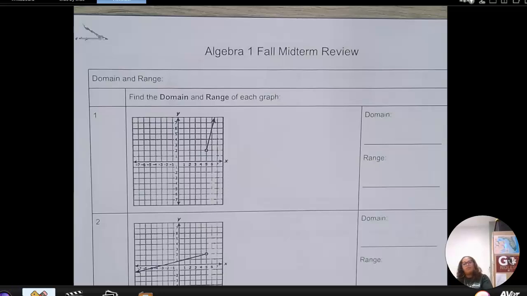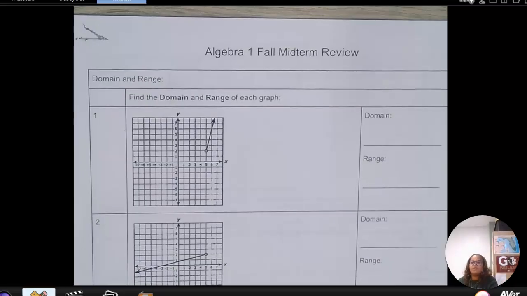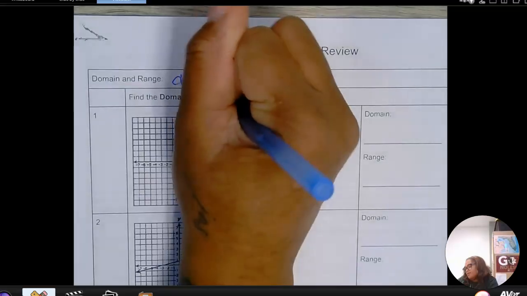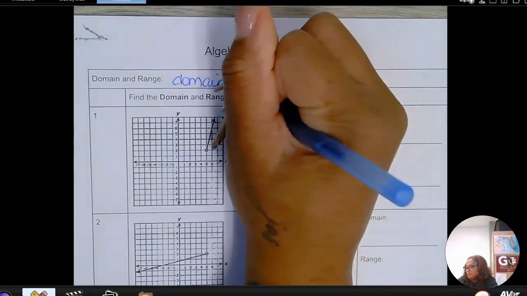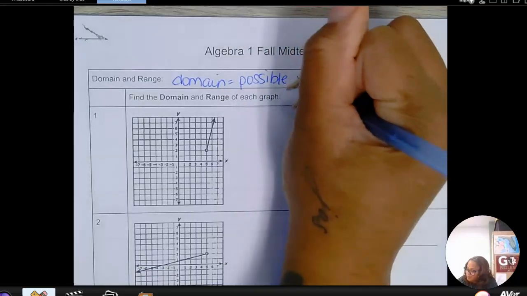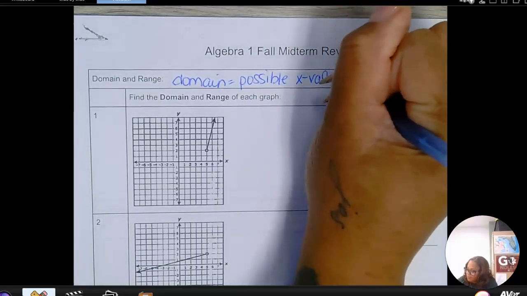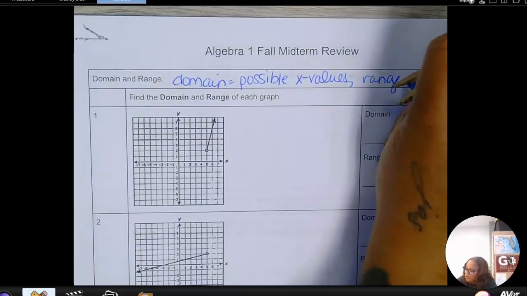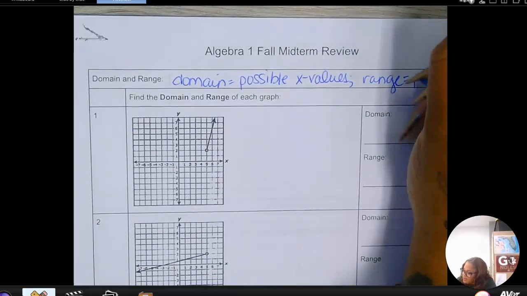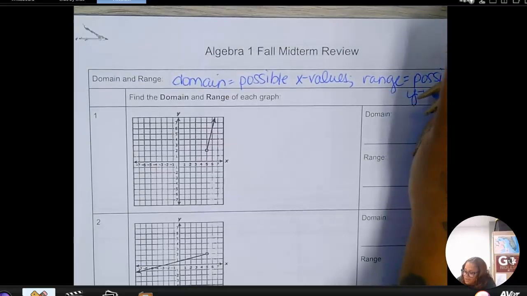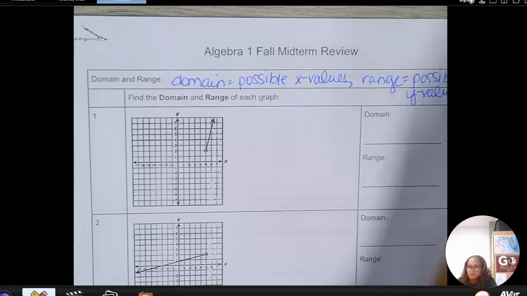Okay, guys, I am going over your fall midterm review. Domain and range. The domain are your possible x values. Range are your possible y values. Remember, this is a group of numbers. It is not just one number. Okay.